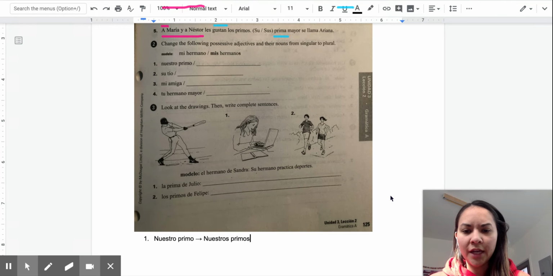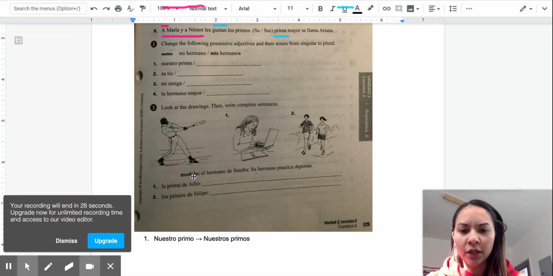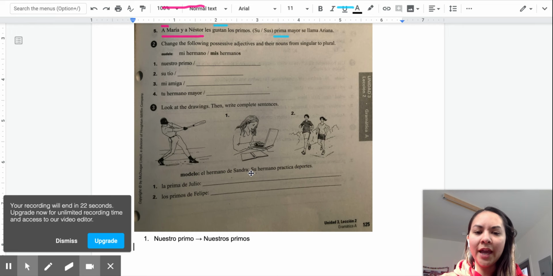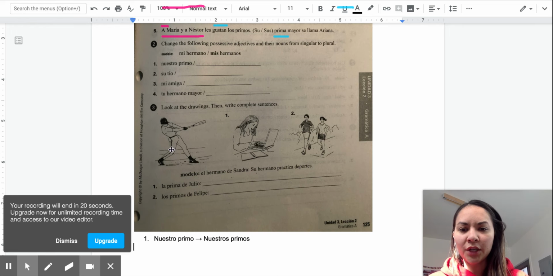And I think I might have time for parte tres. So look at the drawings, right? Then write complete sentences about the drawing. So this first picture is part of the model, el hermano de Sandra. So that's who that is. And then you say, su hermano practica deporte. So that's what he's doing, right?